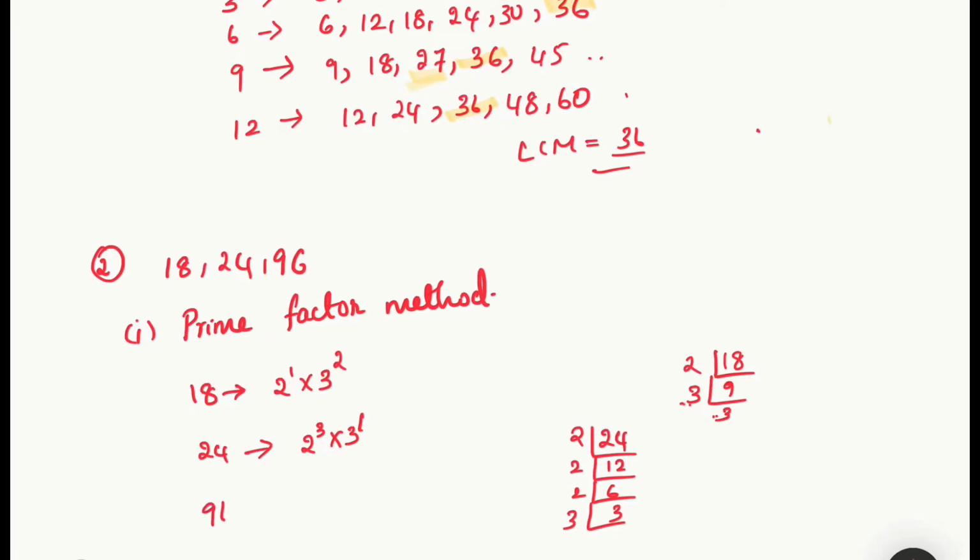Next one I have 96. So how do I take 96? 2's are 48, 2, 24, 2's are 12, 2's are 6, 2's are 3, 3, 1. Okay, so what do I get? That is 2 to the power of 5, correct? 2 to the power of 5 into 3.